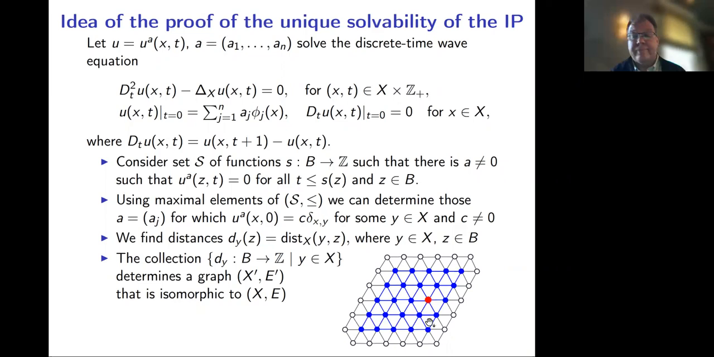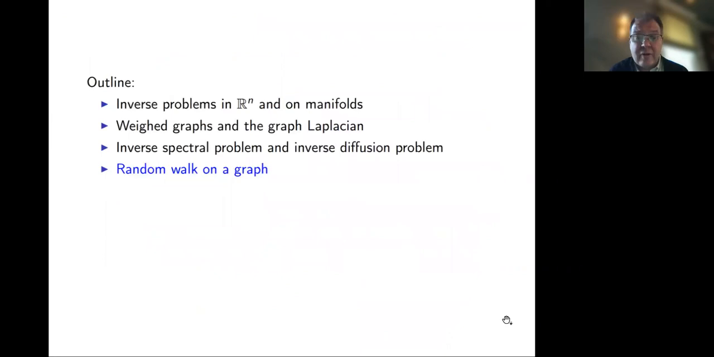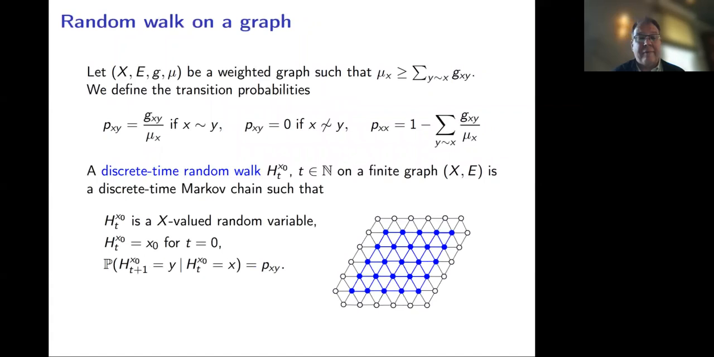Okay, let me go to applications. We consider random walks on graphs and apply these results to the inverse spectral problem. So first, what is a random walk on a discrete graph? It's a Markov process that, every time, either stays at the point where the random walk is at that moment or jumps to neighboring nodes.